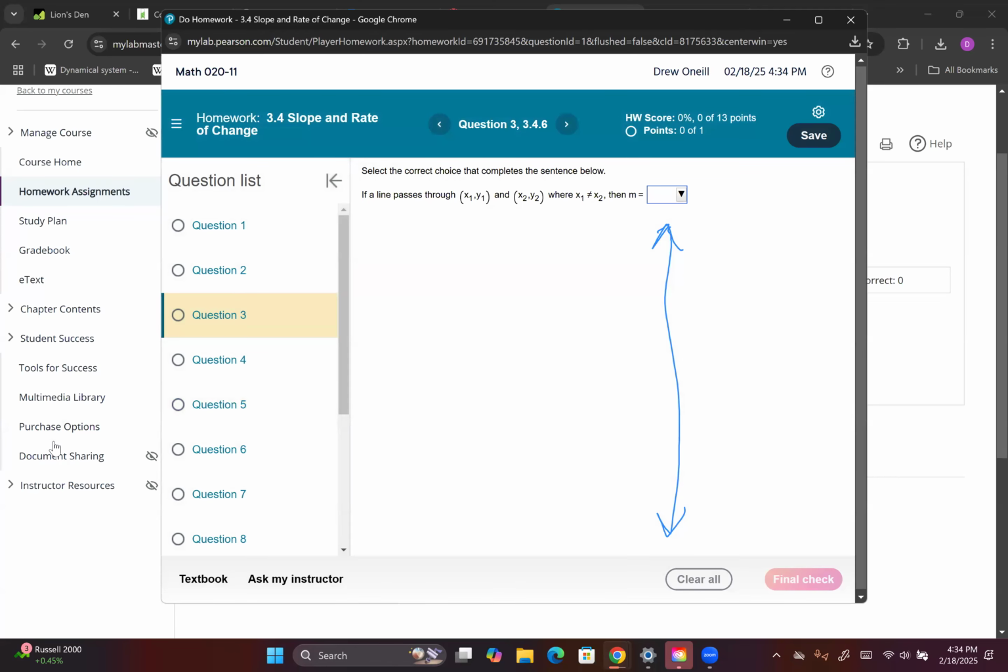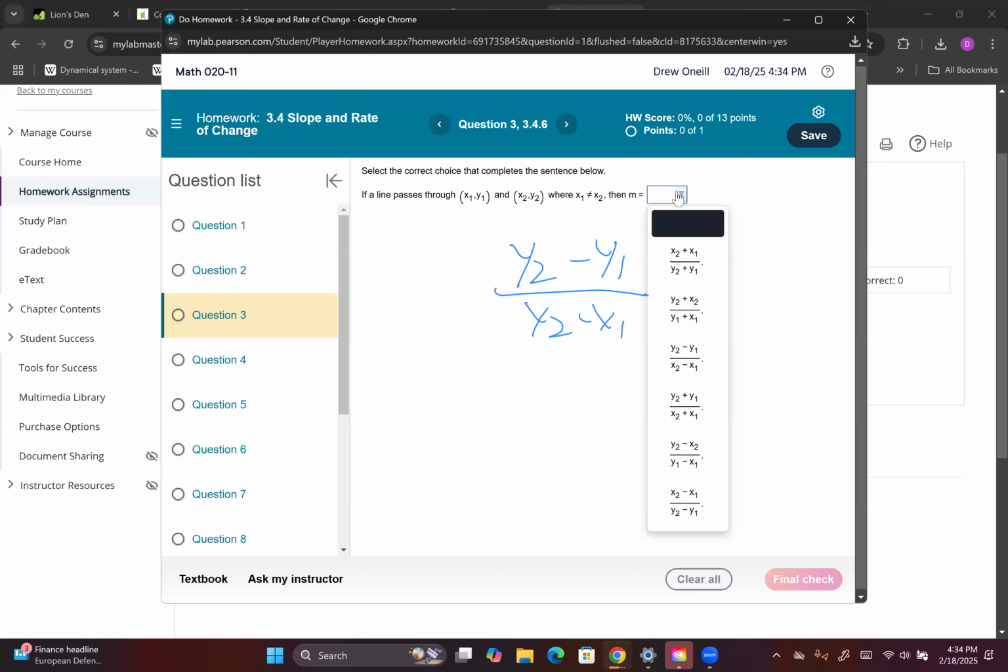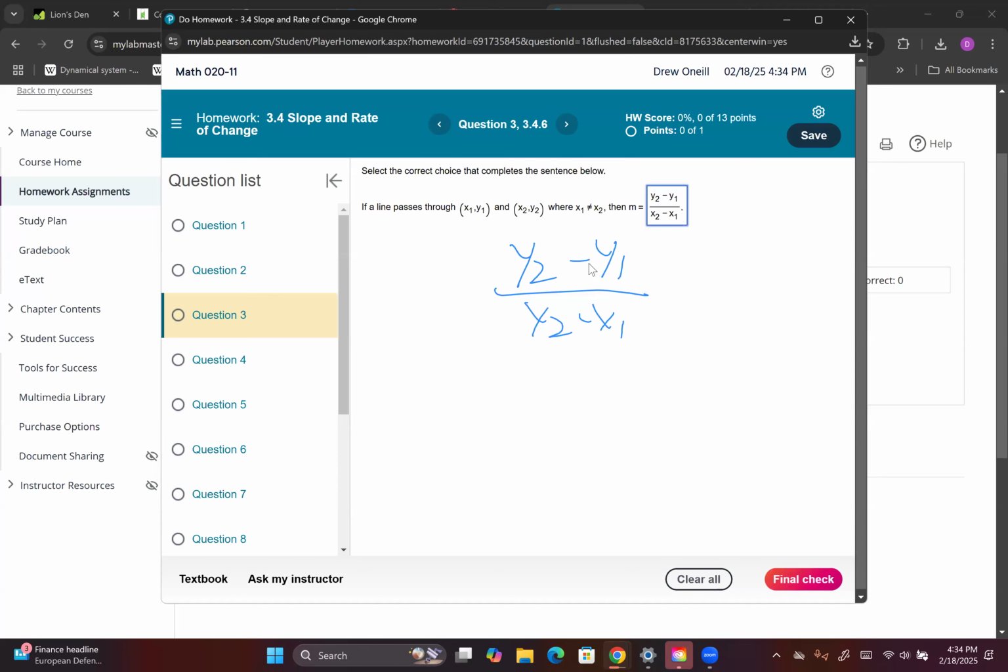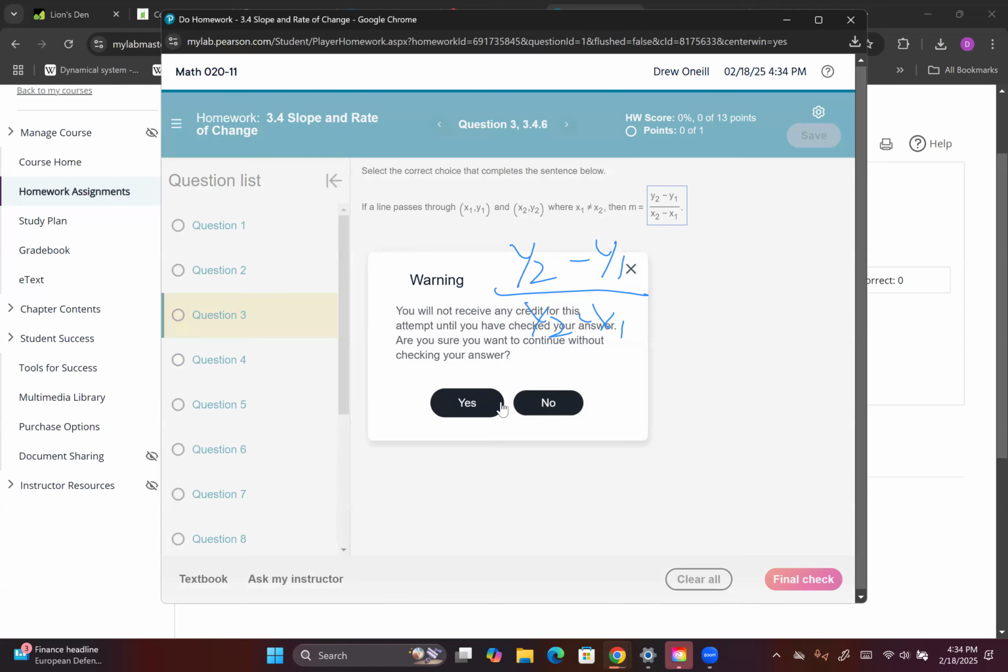If a line passes through x1, y1, x2, y2, and x1 does not equal x2, that just means this, right? It's a little confusing, but if these two aren't equal, we don't have zero in the denominator, because if they were equal, they would cancel. So it's not a vertical line. So let's see what our choices are. Then it's this one, right? It's a little confusing, but that's the slope form.